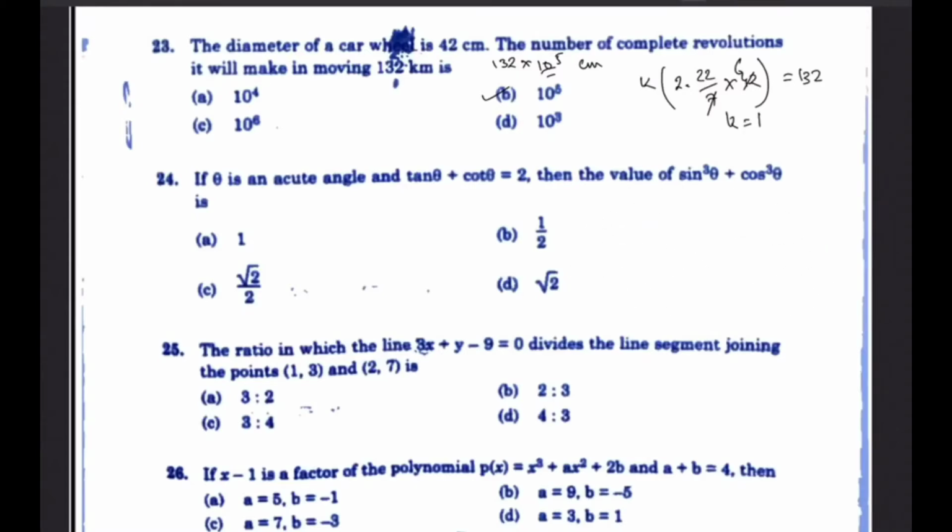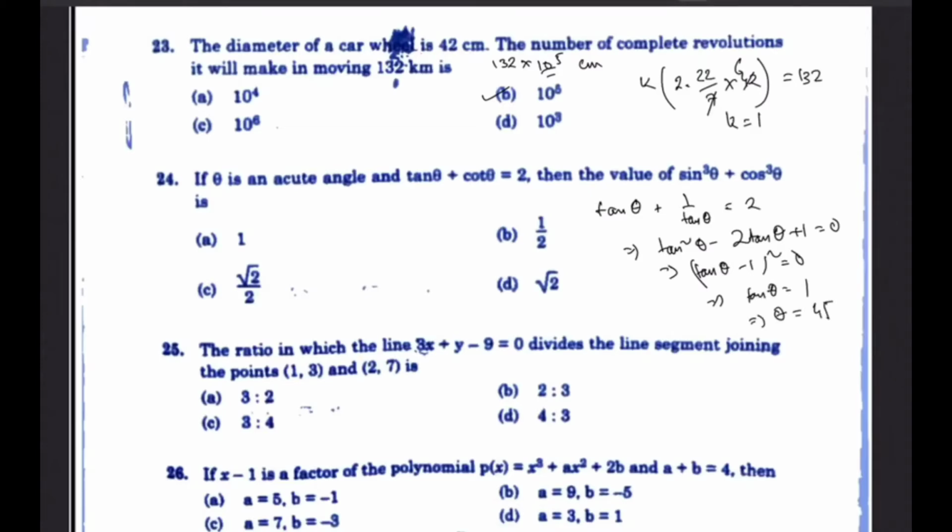So tan theta plus 1 by tan theta equals 2, which implies tan square theta minus twice tan theta plus 1 is 0, which implies (tan theta minus 1) whole square is 0, which implies tan theta is 1. Since theta is acute, theta has to be 45 degrees.